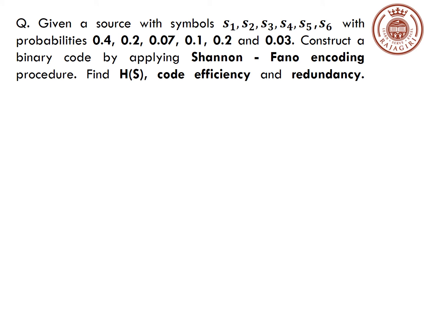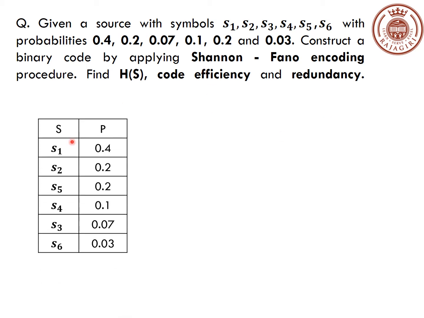To have a better understanding about the Shannon-Fano coding scheme, let's take up an example. Given is a question where you have a source which emits 6 different symbols from S1 to S6 and their probabilities are also given. You are asked to construct a binary code by applying the Shannon-Fano encoding procedure, and you are asked to find 3 parameters which we'll be considering very soon. The first step is to arrange these symbols in a table such that they are in the decreasing order of their probabilities. So S1 with a probability of 0.4 comes as the first entry, S2 with 0.2, then S5 with 0.2, S4 with 0.1, S3 with 0.07 and S6 with 0.03. This is how we arrange it in the decreasing order.